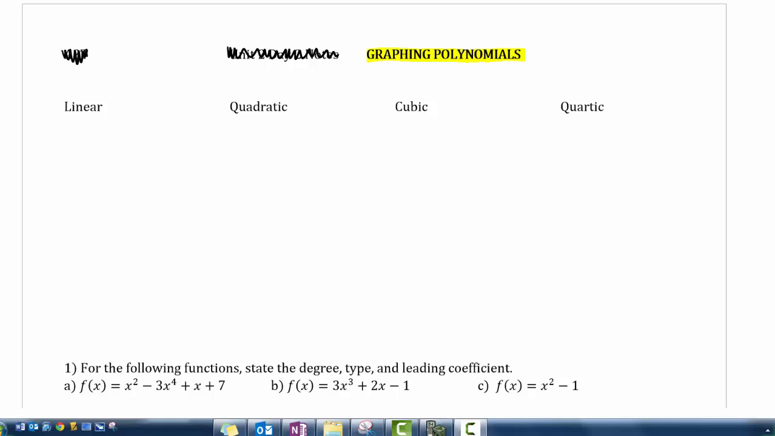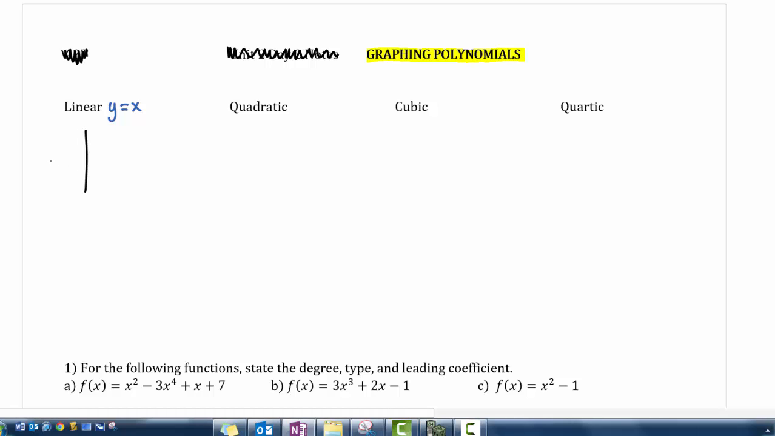Hey everybody, today we are going to start graphing polynomials. So the first thing we need to look at are the main four types of polynomials. Well, the first one is a linear equation, which would just be something like y equals x.